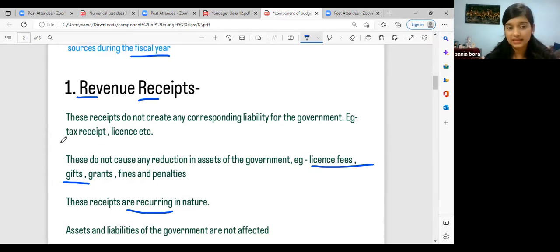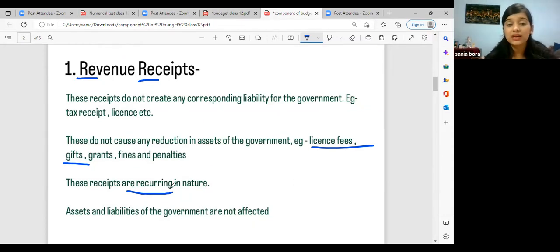For example, tax. I am paying tax to the government, so it's a salary for the government, right? So tax and licensing fees, everything. These don't create any liability. Similarly, they don't cause any reduction in assets. Your assets won't be affected. Examples: licensing fees, gift, grant, fines, penalties, all that.